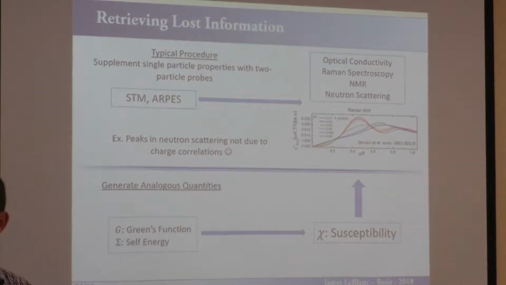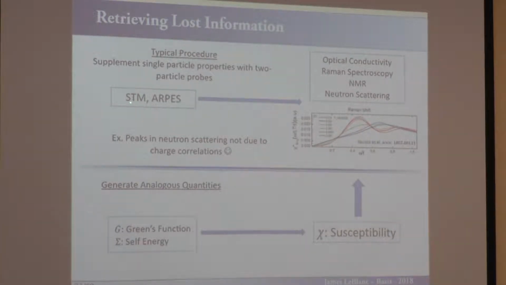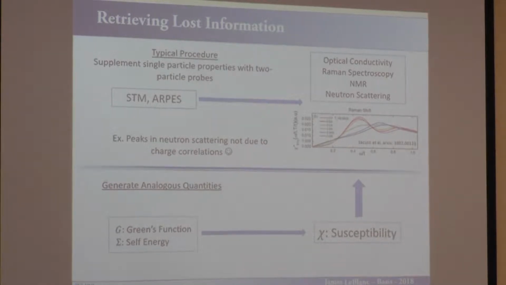This is not a new statement, the idea that we use two-particle information to get to know more about our system. STM and ARPES are single-particle probes. And experimentalists already know that they need to supplement these things with two-particle probes. Okay? And those two-particle probes look like optical conductivity, or Raman spectroscopy, or NMR, or neutron scattering. Experimentalists already know they need to do that. They need to look at those two-particle experiments, scattering type experiments, to understand what the physics is. Because if they get a peak in a neutron scattering experiment, it doesn't mean it's charge ordering.